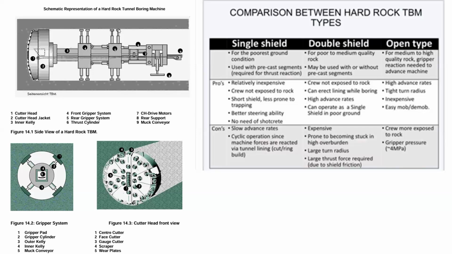In the double shield, what happens? The TBM can advance and it can build the segment simultaneously. So the double shield TBM is a very fast operation, but it depends on, if you have a very competent rock condition, you can use a double shield machine. So your advance rate will be very high, and simultaneously you can install the segments in parallel.